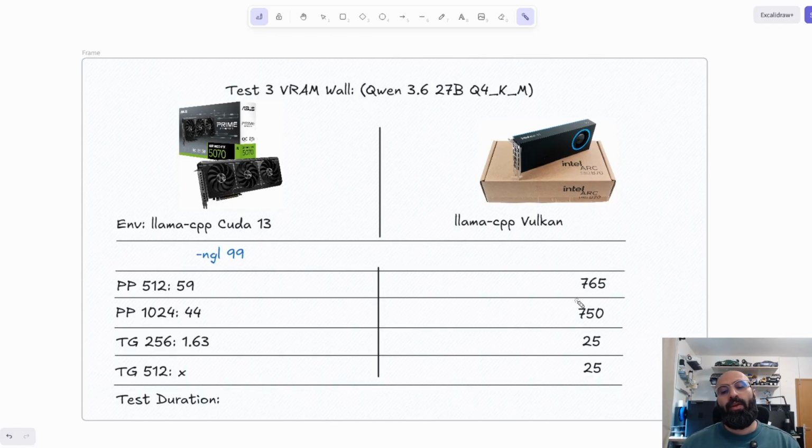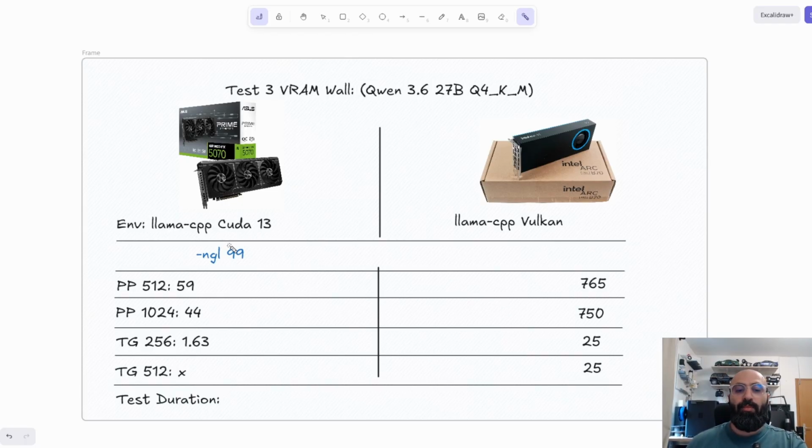While on the Intel, here you can see a really big difference. It scored 765 tokens per second, and 750 for 1000. You might notice here the numbers are getting closer to each other. For the token generation, 256 tokens, it scored only 1.6, and for the Intel 25. And the Intel kept the same speed when we have 500 token generations, so scored also 25 tokens per second.